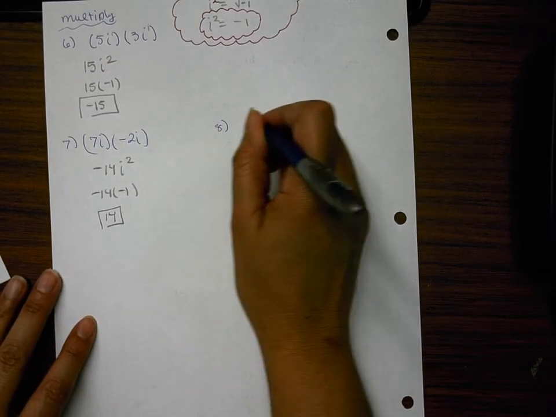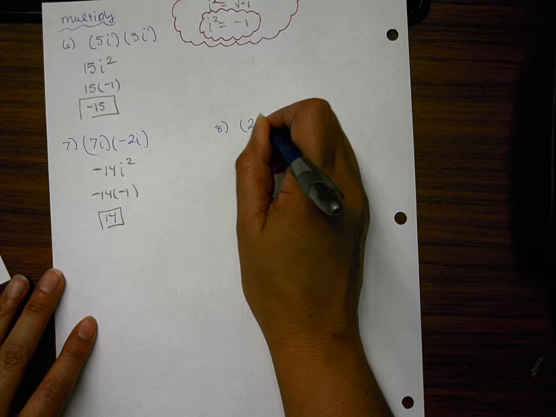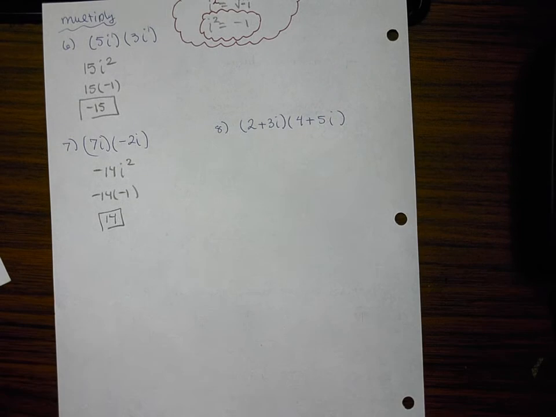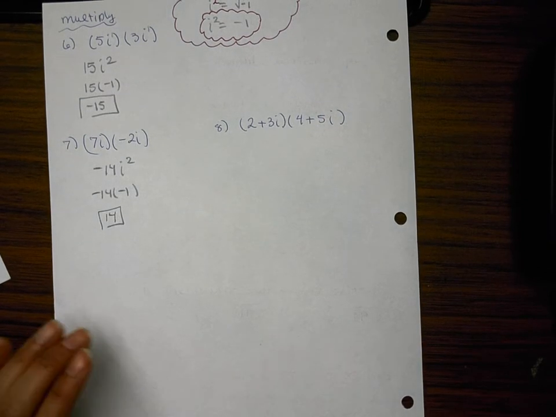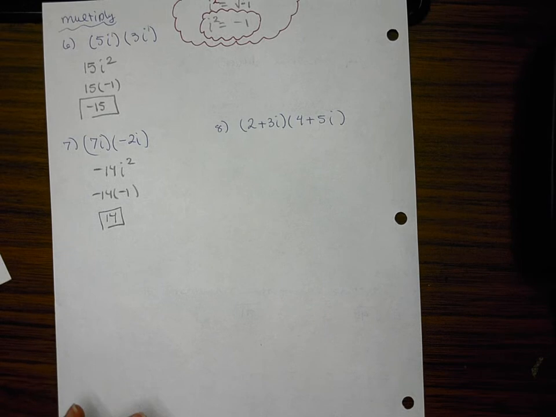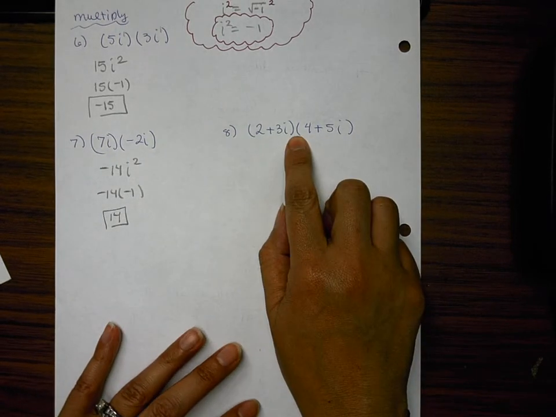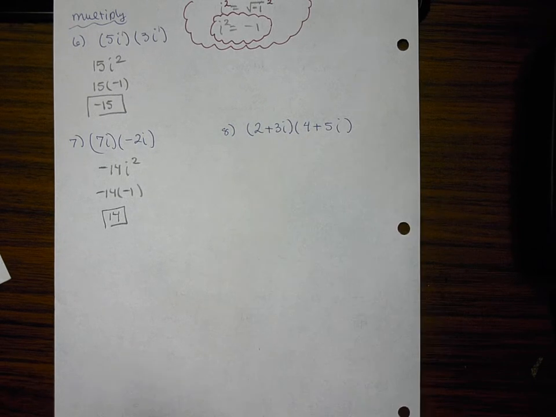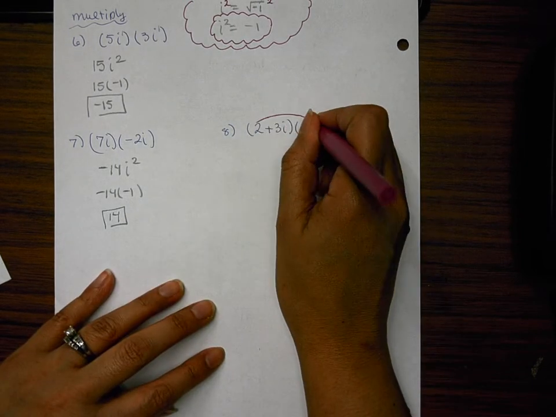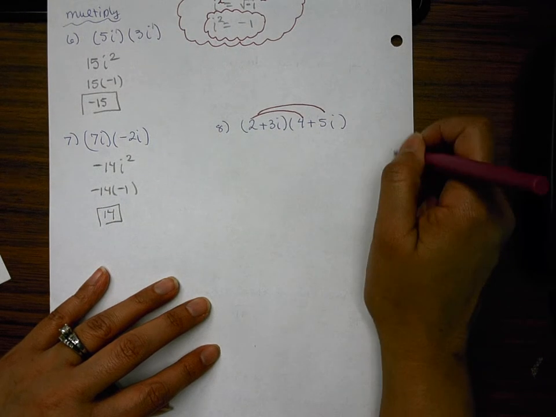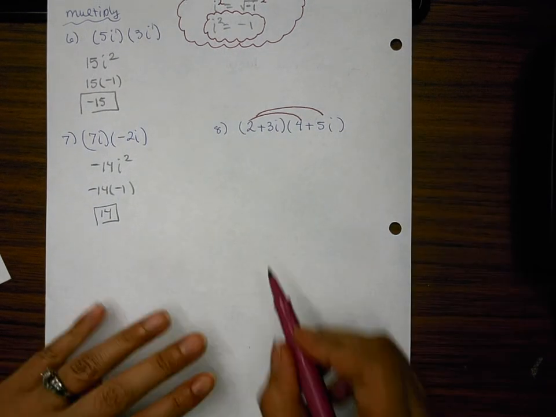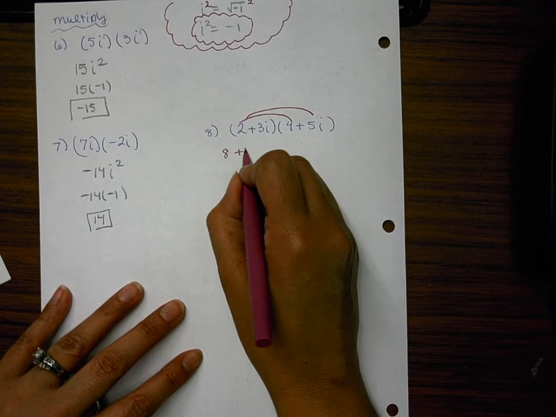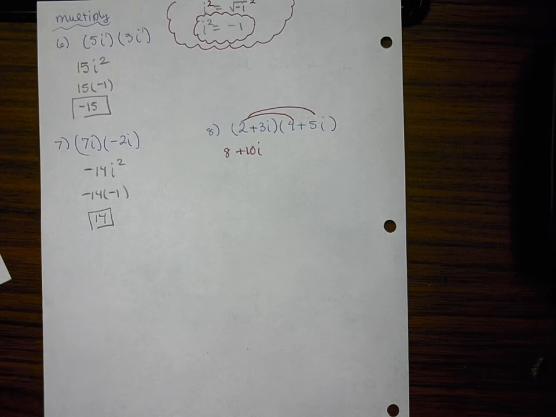All right, let's try another one. Number 8. 2 plus 3i times 4 plus 5i. Now this one is in parentheses like the problems were on the first page. And there is no addition or subtraction between them, which means it is multiplication, which means it is a double distribution. We've done double distribution before. Those of you that like the window method, you can do the window method instead. Okay, so let's multiply. 2 times 4 is 8. 2 times positive 5i is 10i. Double distribution, just like we've done in the past.